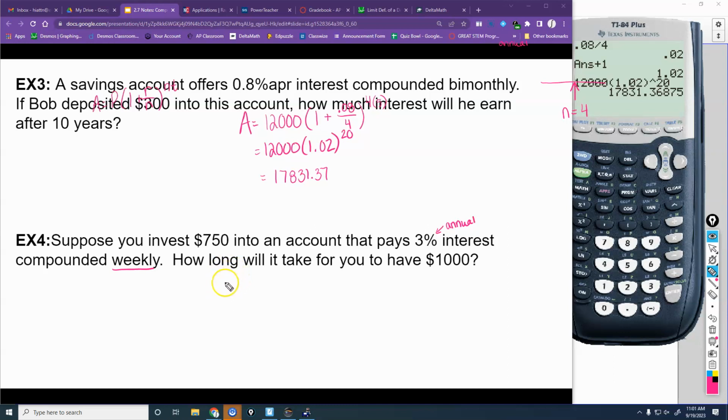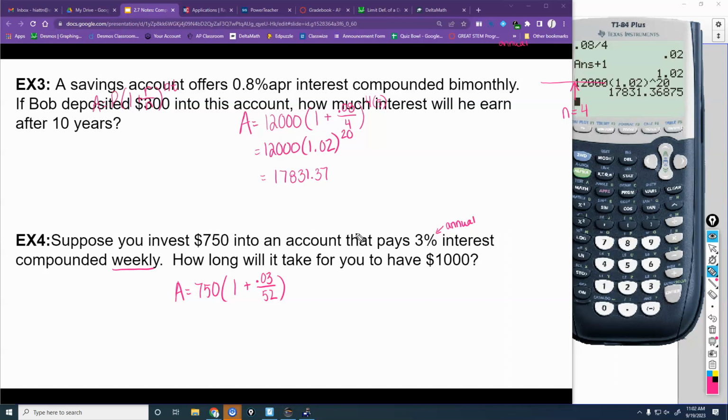Okay, so for this, we're using that same formula. So our amount is going to equal, what's our starting value? 750. We got 1 plus the rate. What's my rate? 3%. What is it as a decimal? 0.03. Divided by, weekly. How many times a year is weekly? It's 52. You might want to make yourself a list of the different things that you can have. We might do that tomorrow. Weekly is 52. What if it was daily?